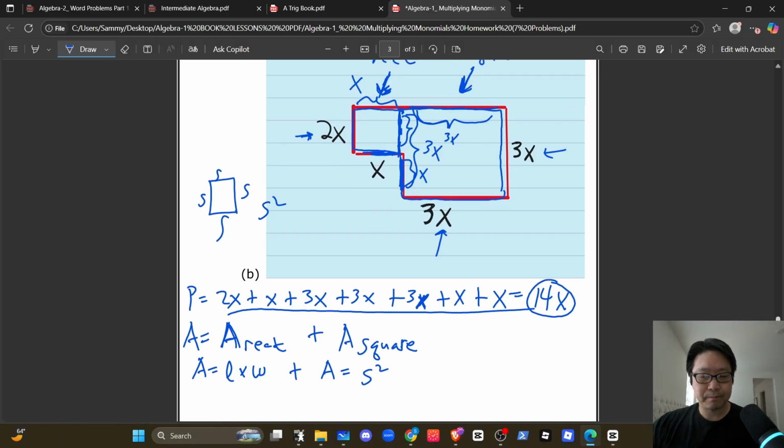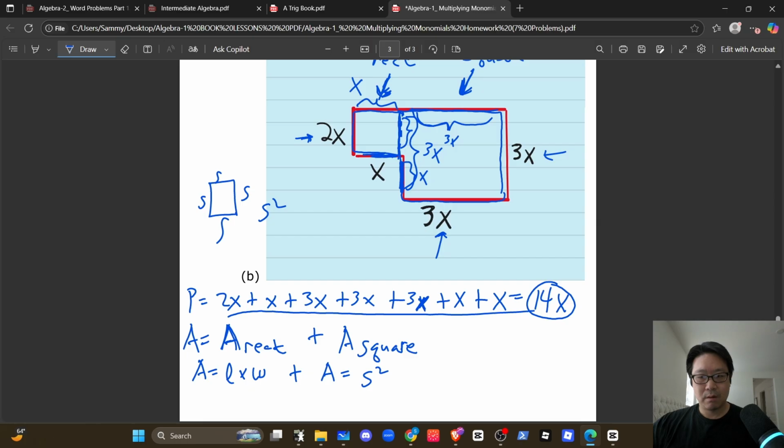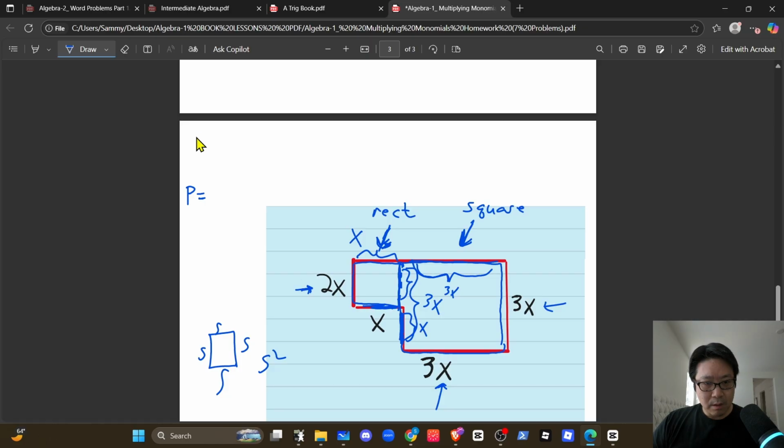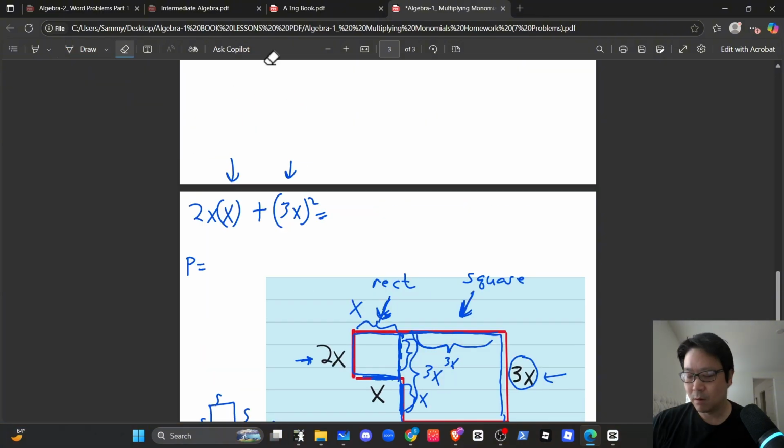So let's go ahead and do that. So to get the area of the rectangle, it's just going to be 2x times x. Okay, that's the area of the rectangle. Plus s squared. So this s would be 3x in this case. Okay, that's the length of the side of the square. So 3x squared. Okay, that's the area of the square, and that's the area of the rectangle.